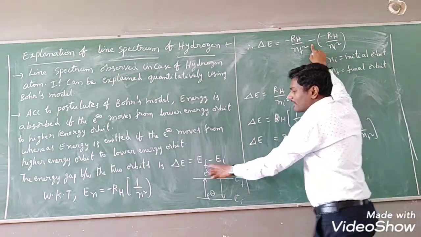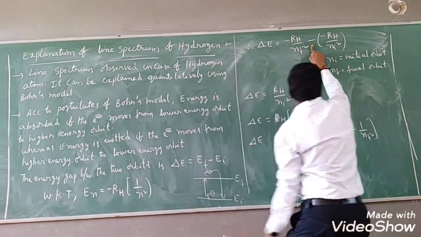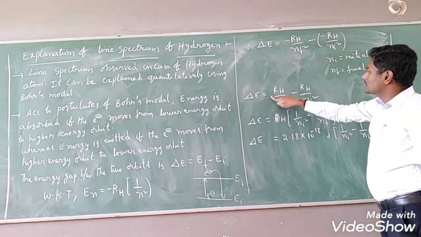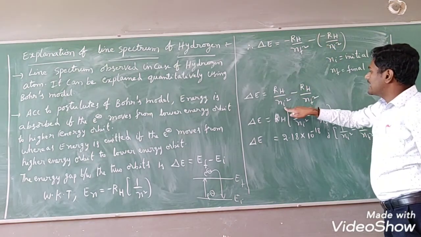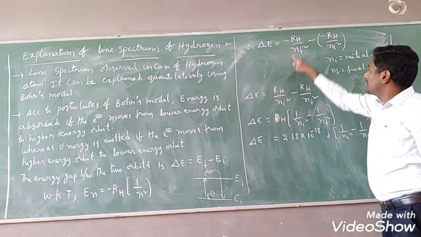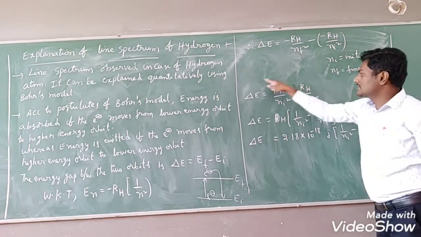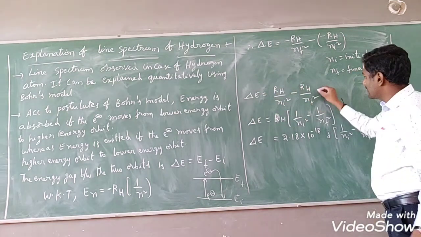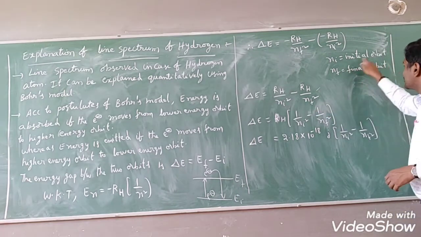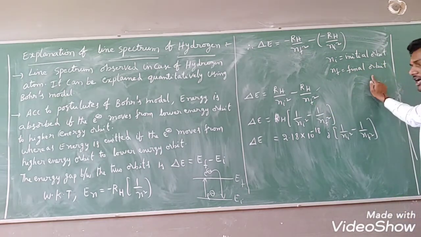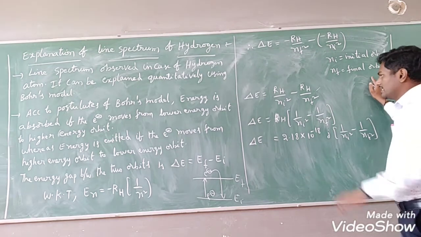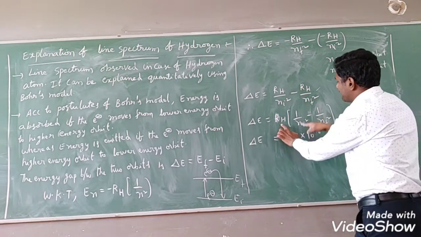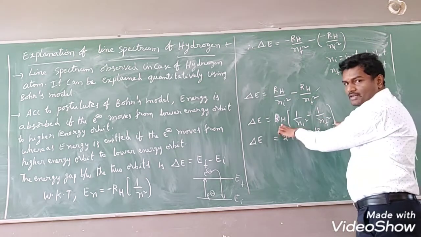In place of EI, what can we write? Minus RH by Ni square. Minus of minus is positive, so I have taken the positive term first, RH by Ni square, and then minus RH by NF square, students. This is the difference in energy, the energy gap between the two orbits. Ni means the initial orbit and NF means the final orbit. From these two terms, we can take RH common. What is left is 1 by Ni square minus 1 by NF square.